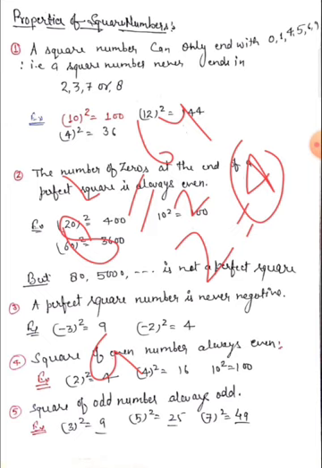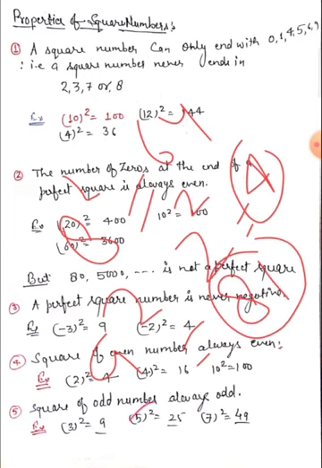And fifth: the square of an odd number is always odd. Like 9 is an odd number, and its square 81 is also an odd number. 3 squared is 9, which is also an odd number. So the square of an even number will be even, and the square of an odd number will be odd.